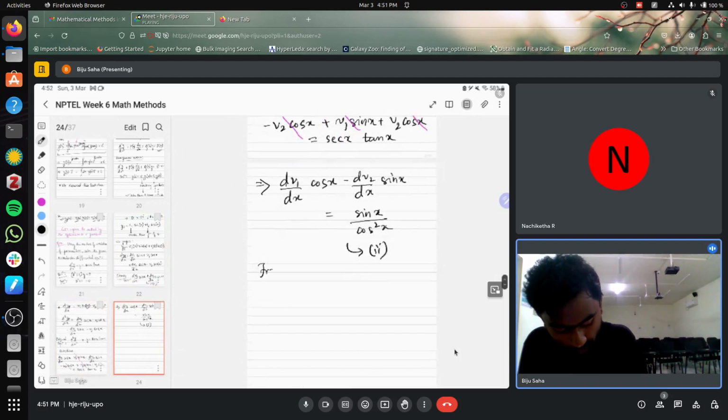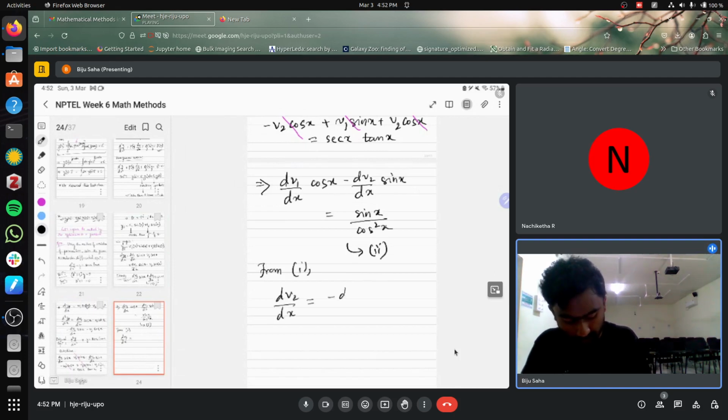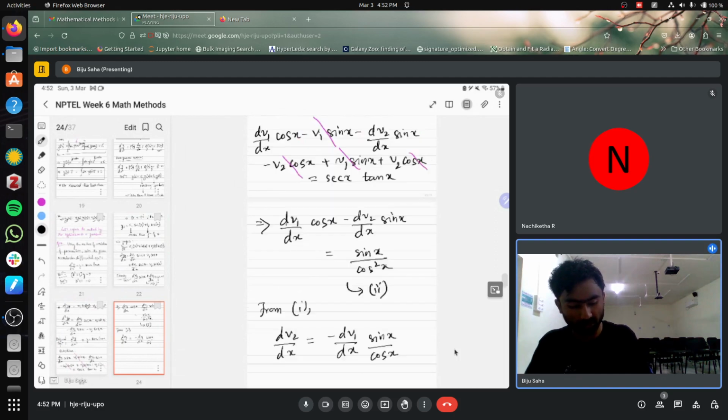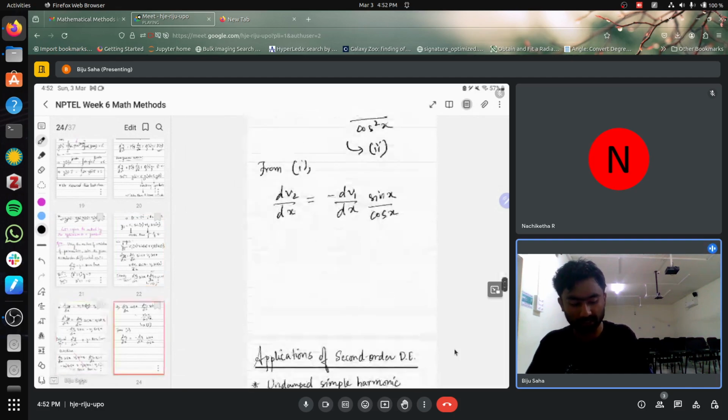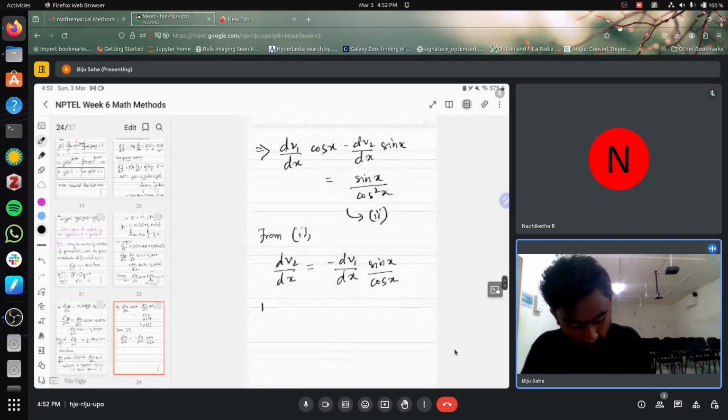So from 1 what we see is dv2/dx is equal to minus of dv1/dx sin x by cos x. So I'm just using my equation 1 here to write dv2/dx in terms of just v1 and sin x, cos x. So that's what I did here, and this is what I get. So let's put this in 2.